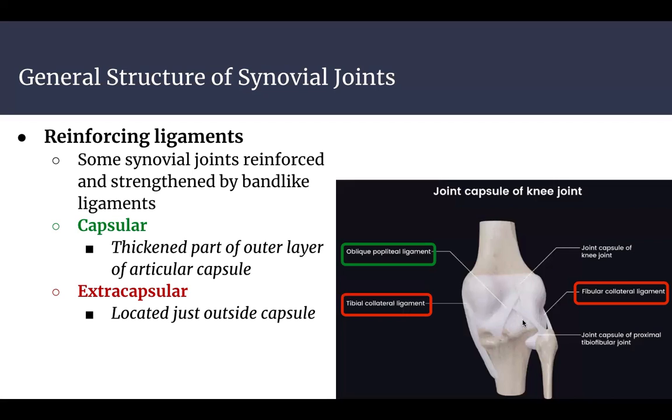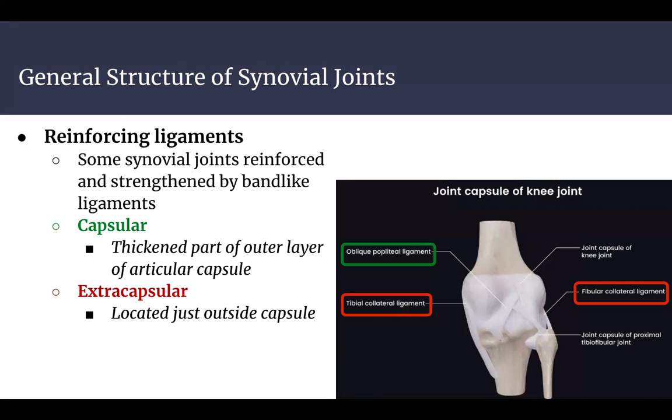And obviously that's going to provide a lot of strength, but in addition to that, most synovial joints have things called reinforcing ligaments. Now, they are band-like ligaments of dense connective tissue that run and join with particular parts of the bones that are coming together at that joint.